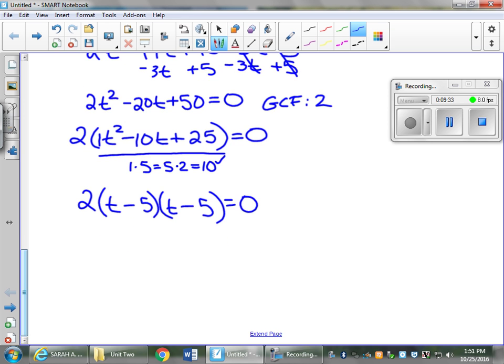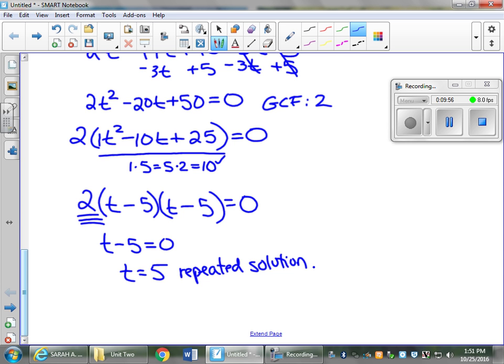When you set your factors equal to 0, they're the same, so you don't have to set both. When you set t minus 5 equal to 0, you're just going to get t equals 5. This is considered a repeated solution. So even though you only got one answer, that answer would count twice. You do not set the GCF of 2 equal to 0 because it does not have an x variable, or in this case a t variable, so it won't impact the solution. It would only impact the y value, not the x value.